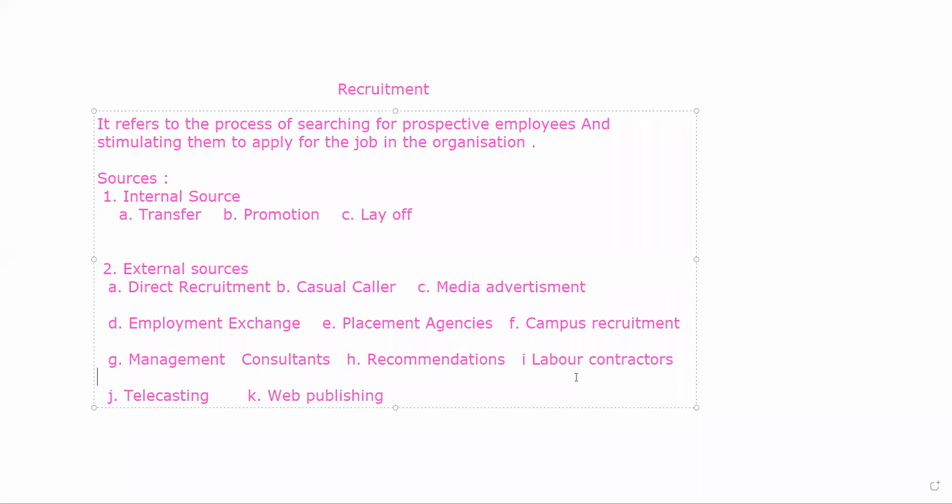The management consultant provides these kinds of employees to the organization. Which kind of employees? Those required at level A or level B. Placement agencies provide the workers, at the middle level or the lower level. But management consultants provide the executives who have to do the management related activities.